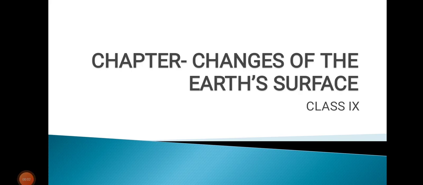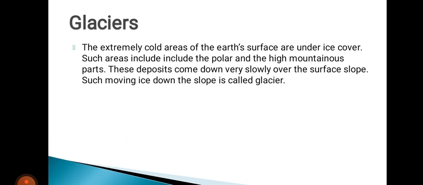Good morning, students. So today we will continue the chapter Changes on the Earth's Surface, and today we will discuss another major exogenic factor, that is your glaciers. Glaciers are basically found in extremely cold areas, like in mountainous areas, or in the polar areas, North Pole, South Pole, or in the high mountainous areas where temperature is very low. In extremely cold areas, there we can find huge ice sheets.